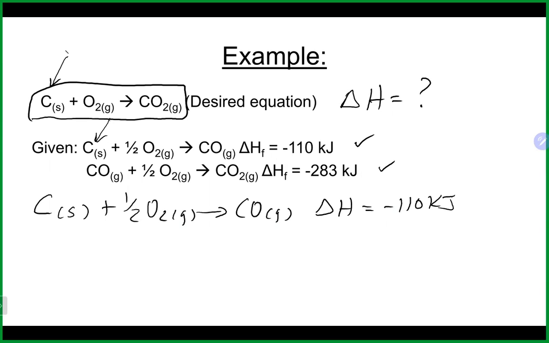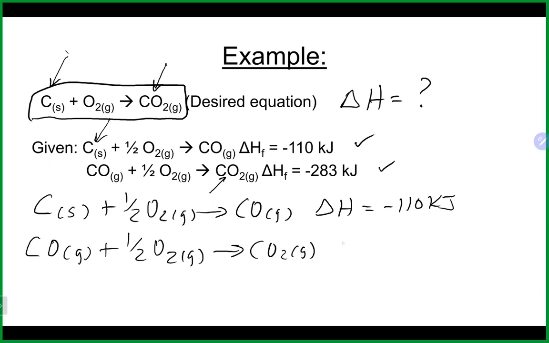The next thing you might want to look at is CO2. I see the CO2 is on the right-hand side of the arrow. The only one that has CO2 on the right-hand side of the arrow is the bottom one, and it's on the correct side. So once again, I do not need to do anything to it. So we will end up with CO plus 1/2 O2 goes to CO2. Once again, because I didn't change the equation, I'm going to leave it the way it is.